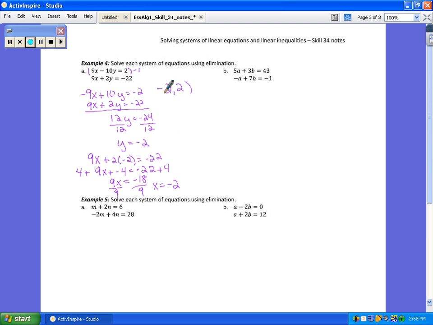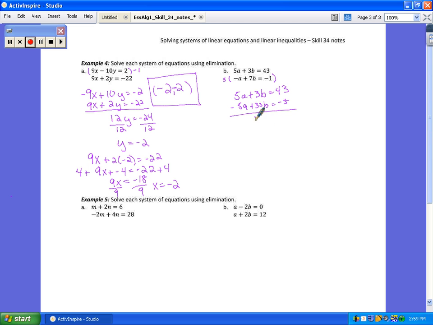So alphabetically, x, y, and if I check them in my top equation, I get negative 18 plus 20, and that does equal 2. My next one, again, if I choose wisely, I only have to multiply one equation, and I'm going to choose to multiply the bottom one by 5. So 5a plus 3b equals 43. Negative 5a plus 35b equals negative 5.